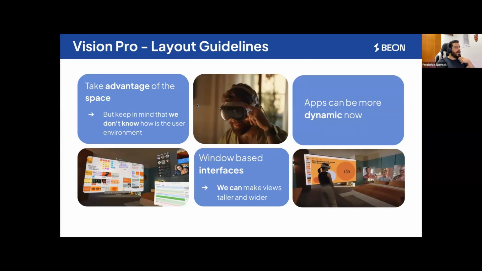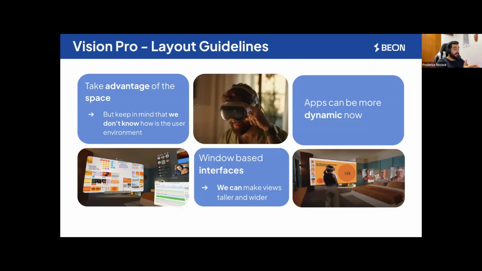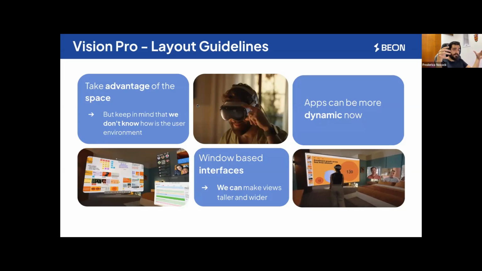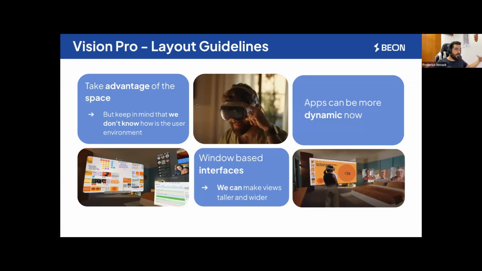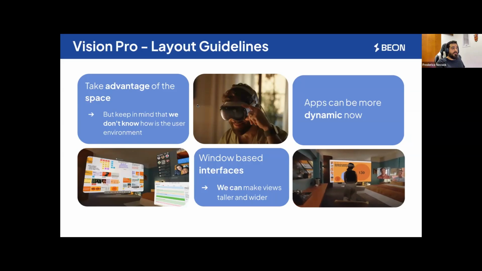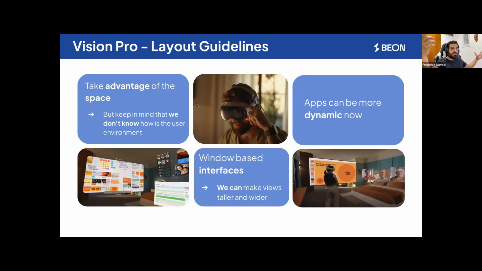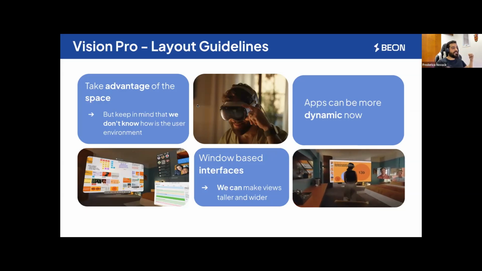Okay, and some layout device, which takes advantage of the space, but keep in mind that we don't know what the user's environment is like. We don't know if he's in a small room, or in a big room with a lot of furniture around him, so he can't walk very easily. We can state that apps can be more dynamic now. We can have big screens, small screens, more narrow screens, taller screens. So our interface now changes a lot.